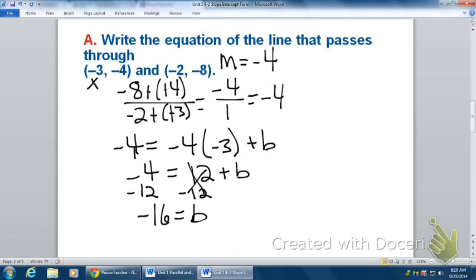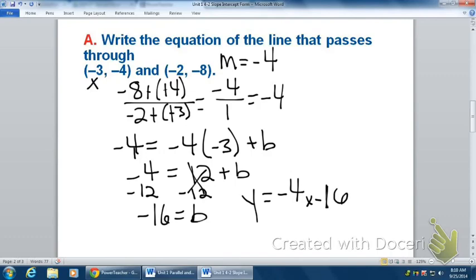Now the last step to this is, yes, now that we have our information of the slope and the y-intercept, or b, okay? Now this is where you just write it as y equals your slope, which is negative 4x. We got negative 4 as the slope, so plug it in as your slope. Minus a 16, because that's our y-intercept.